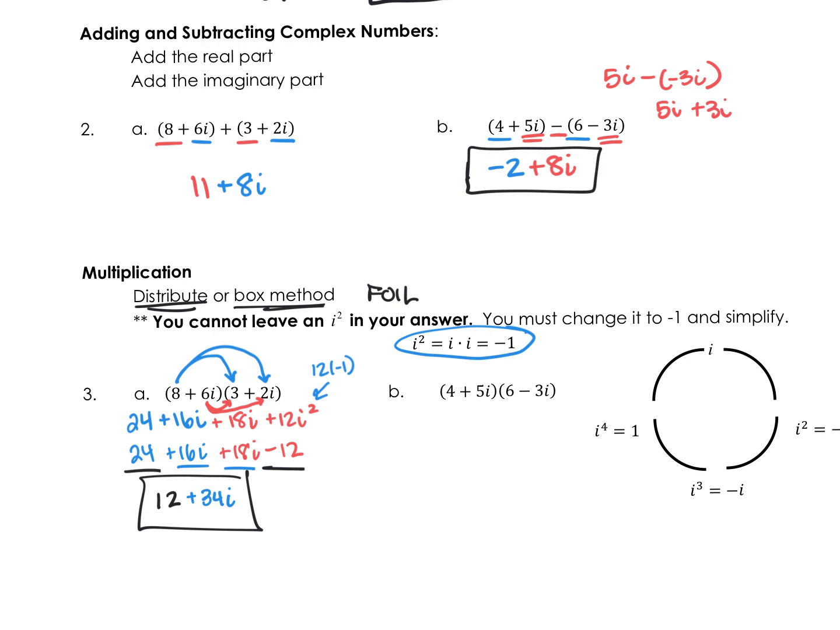So the only thing that you're not used to at this point is that the i squared has to become -1, which maybe you remember, but if not, it's a good refresher. And it just gives us some more like terms to combine once that becomes a -1. All right, try B on your own if you haven't already.